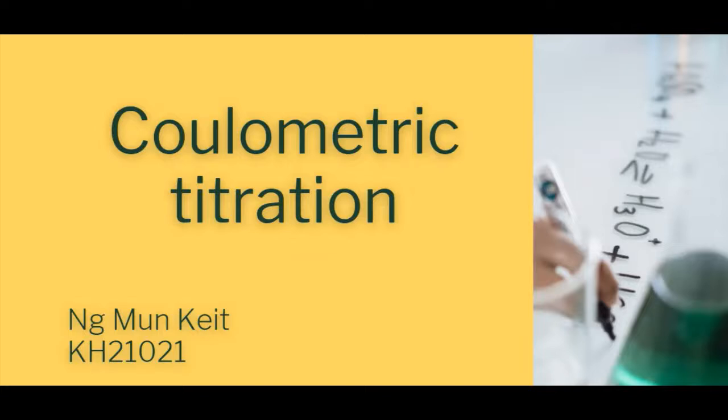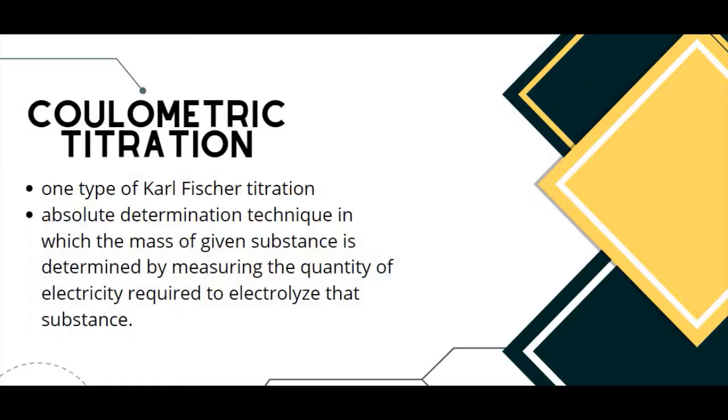Today I'm going to present a topic called Coulometric Titration. So what is Coulometric Titration? Coulometric titration is one type of titration, and actually titration has two types, which are gravimetric titration and coulometric titration. It is an absolute determination technique in which the mass of a given substance is determined by measuring the quantity of electricity required to neutralize that substance.